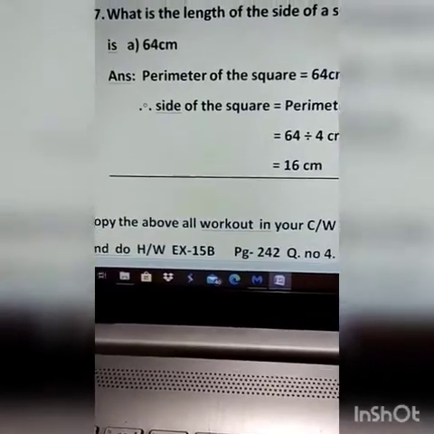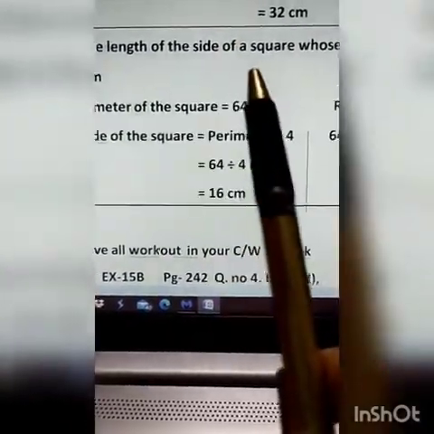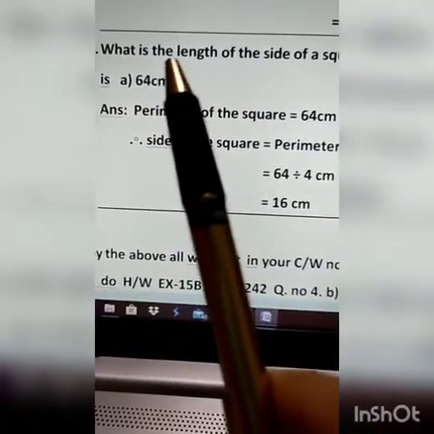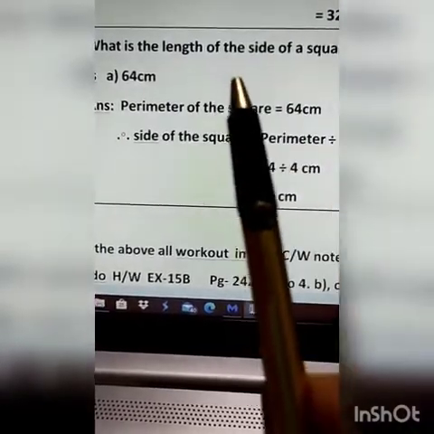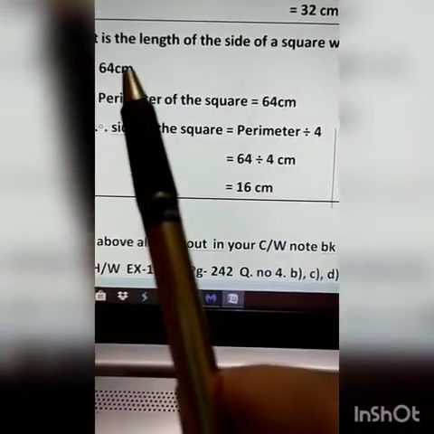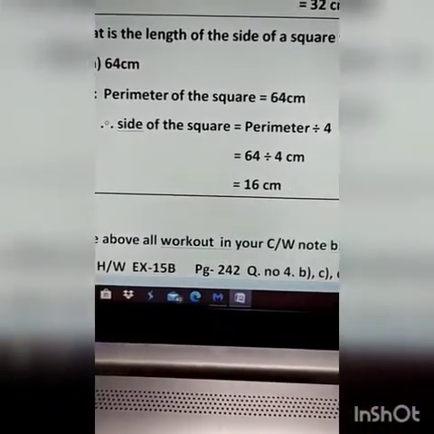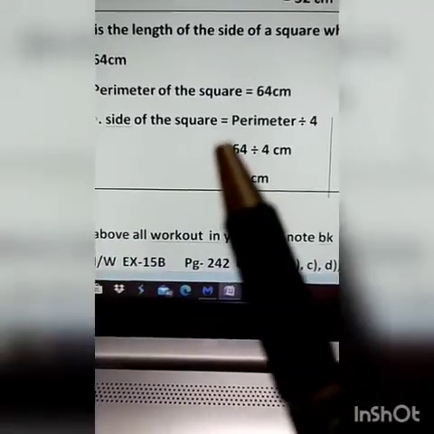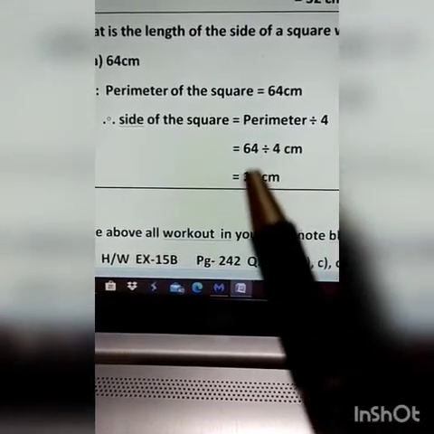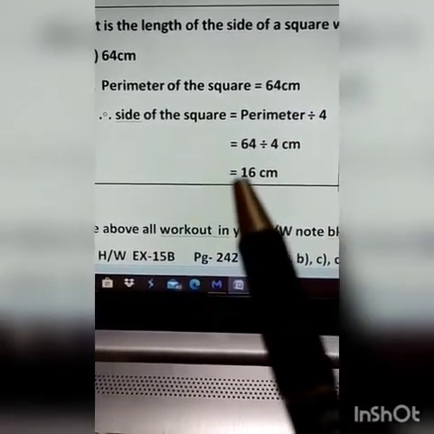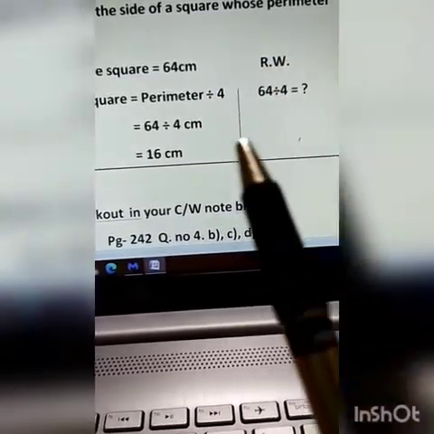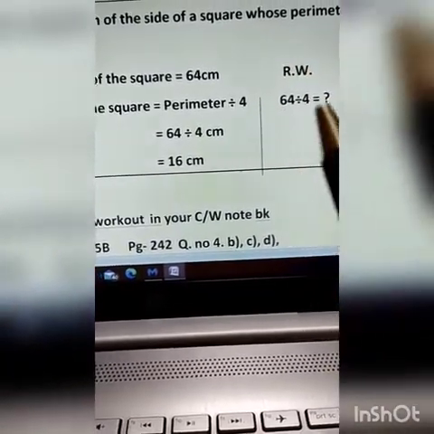Next question. Question number 7. What is the length of the side of a square whose perimeter is 64 centimeter? You need to find out side here, of a square whose perimeter is given 64 centimeter. So if perimeter is given and you need to find out side of the square, then formula is perimeter divided by 4. So 64 divided by 4 is 16 and unit is centimeter. So rough work you can do here. That means long division you will do here.